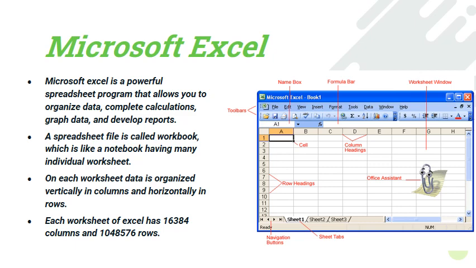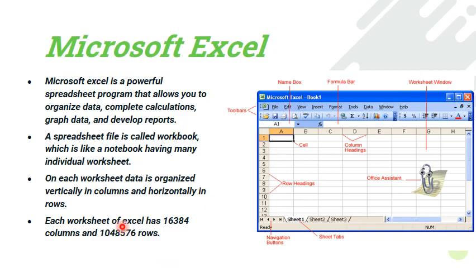Microsoft Excel. Microsoft Excel is a powerful spreadsheet program that allows you to organize the data, complete calculations, graph data, and develop reports. A spreadsheet file is called a workbook, which is like a notebook having many individual worksheets. And on each worksheet, data is organized vertically in columns and horizontally in rows. Vertically in columns means up to down, and horizontally means from left to right.